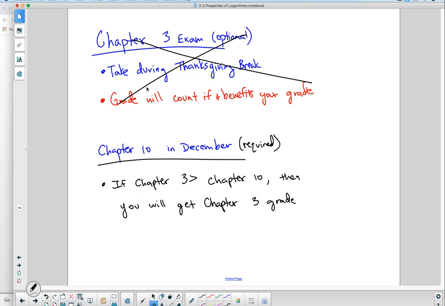At the end of the 6 weeks, I will only keep it if it makes your chapter 10 grade better. If it makes it worse, then I will put it on there as exempt. You'll see it in your grade book, it'll say exempt, and it will not count against you. Okay, so I wanted to tell you that.